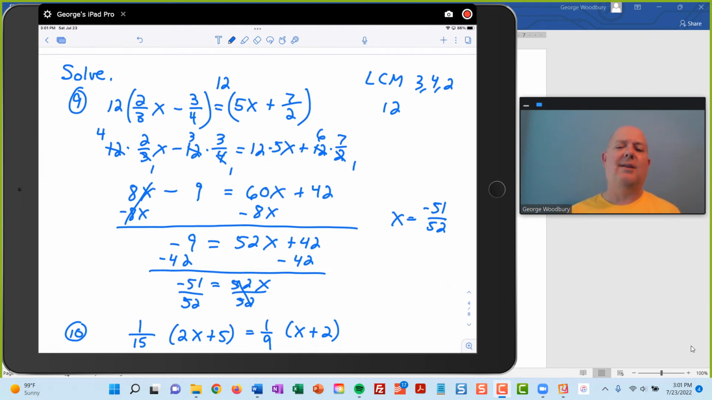Notice there I wrote that in the numerator. You can also write it out in front of the fraction. They both mean the same thing. Maybe I'll write it that way in the solution set. They both mean the same thing.